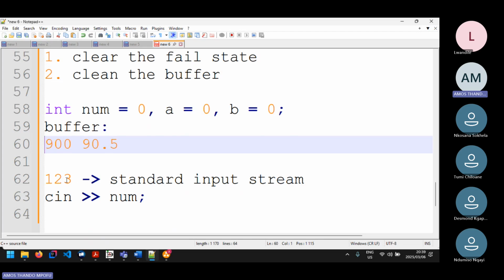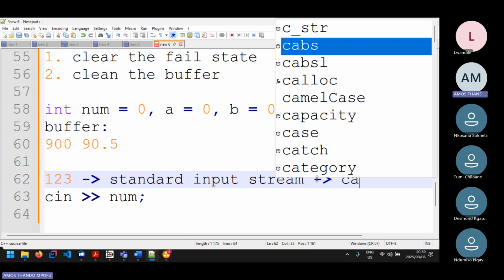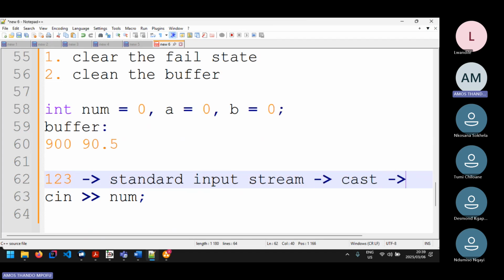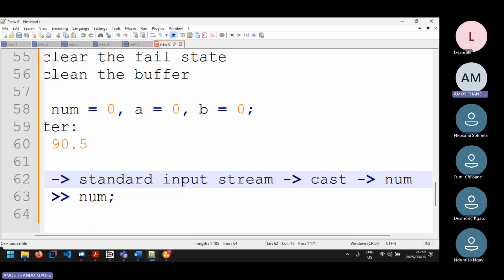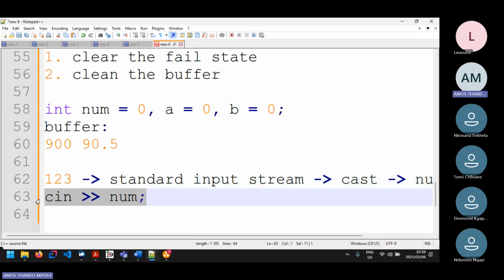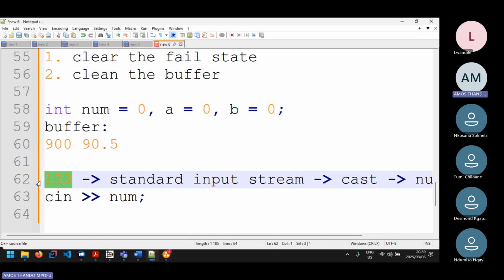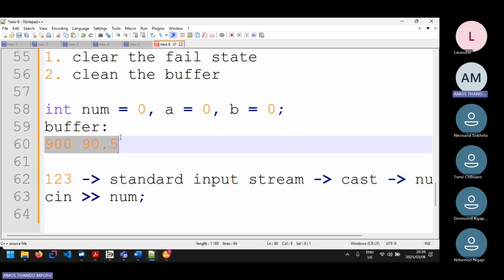So as I was saying, it's to the standard input stream, and then you cast, convert to an integer, then you store it inside num. So after this line has been executed, num now has the value 123. But then in the buffer, we still have these two other values that are left. Excuse me. So that's something very important to understand.